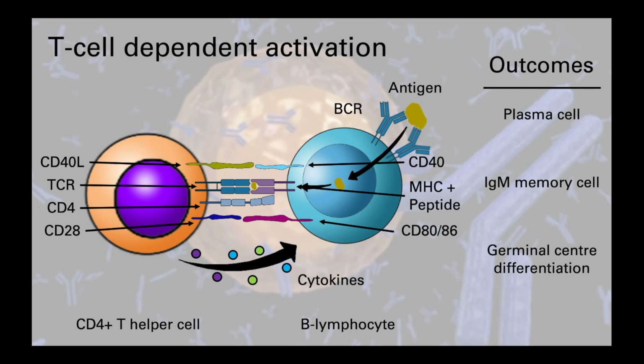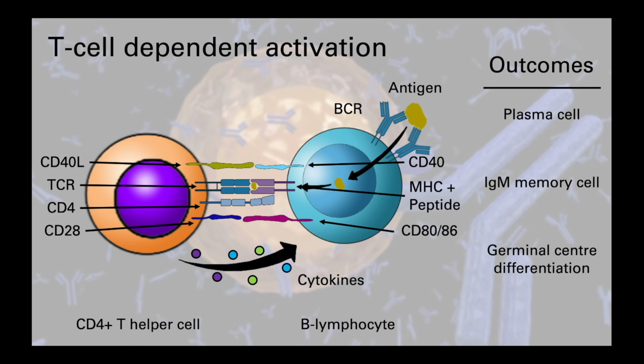This is where a CD4 positive T cell has been activated by a dendritic cell. It has co-stimulatory molecules, and it uses its T cell receptor to interact with the MHC class II molecule on the B cell, presenting a complementary peptide.